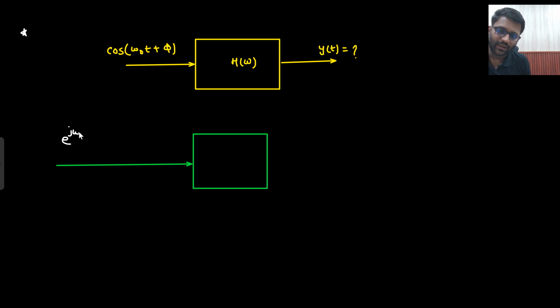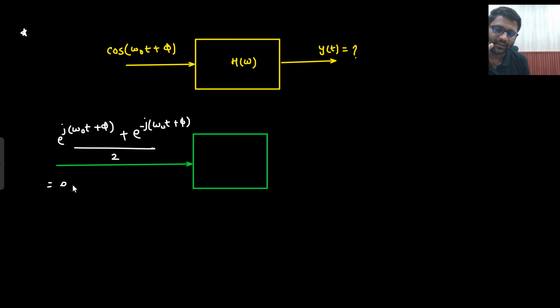E to the power j omega naught t, let's call it theta. So cos theta is e to the power j theta plus e to the power minus j theta divided by 2, right? So it is e to the power j omega naught t plus phi plus e to the power minus j omega naught t plus phi, divided by 2.